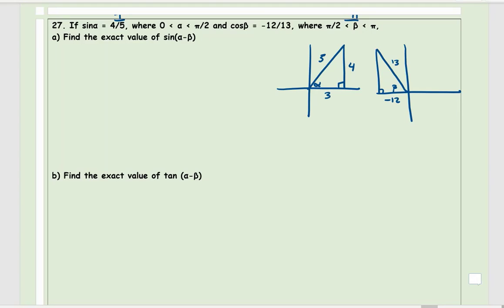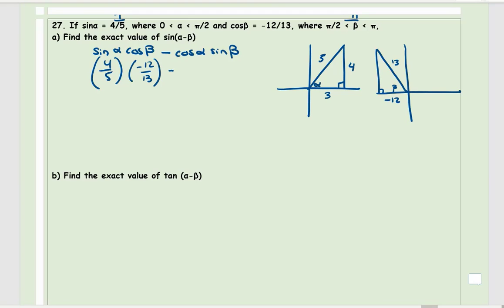So we have sine of alpha minus beta. We know that that is going to be sine of alpha cosine of beta minus cosine of alpha times sine of beta. Now that we've drawn out these two triangles, we can actually find all of these things. So sine of alpha is actually given to us. It's 4/5. Cosine of beta, also given to us. It's -12/13. And this is why we drew the triangle, because it's about to get a little bit more tricky.